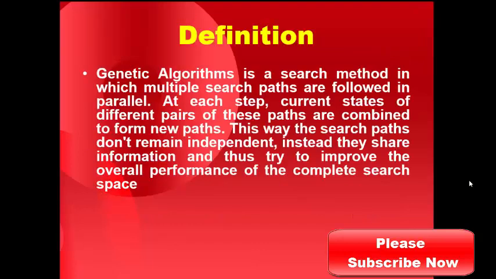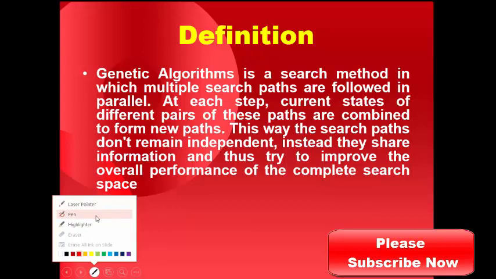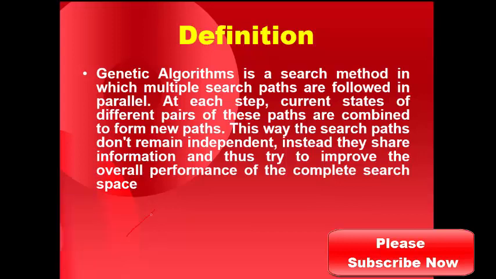So genetic algorithm is a search method in which multiple search paths are followed in parallel. It means that in this type of algorithm, we will follow multiple search paths at the same time. At each step, current state of different pairs of these paths are combined to form a new path. This way, the search paths don't remain independent.